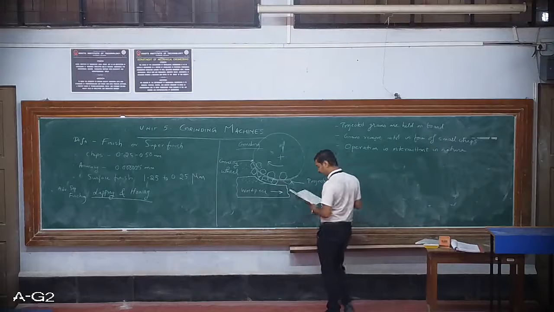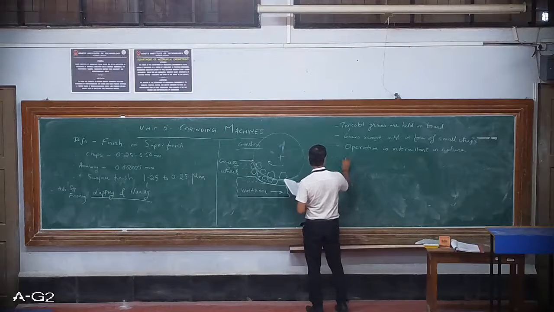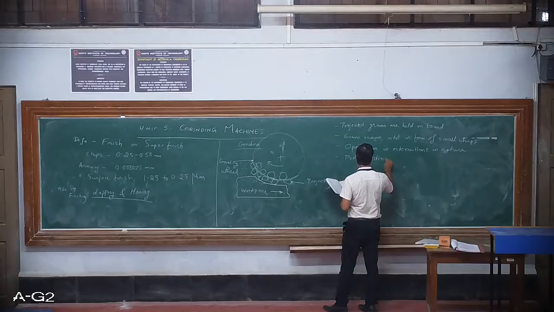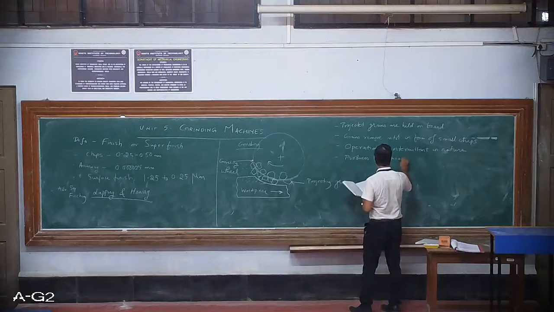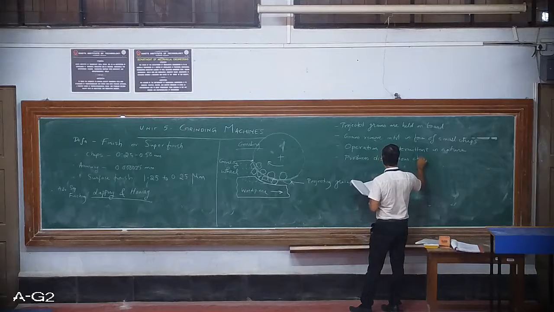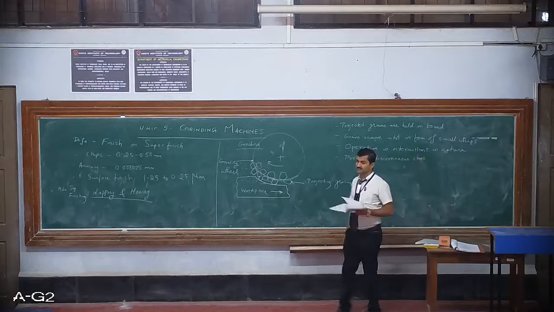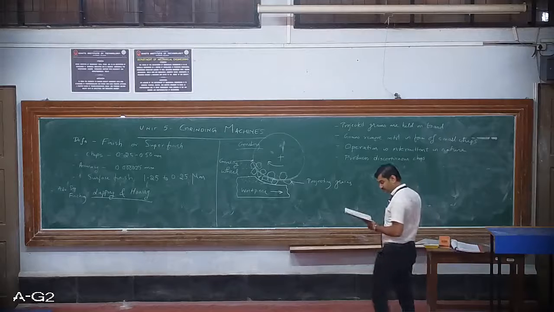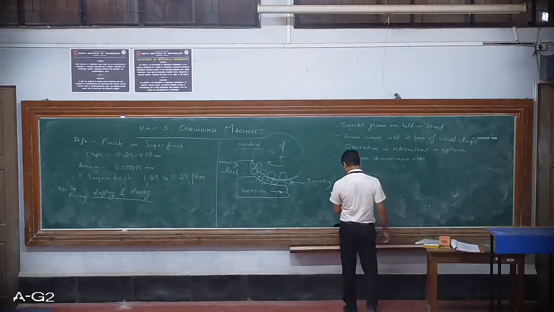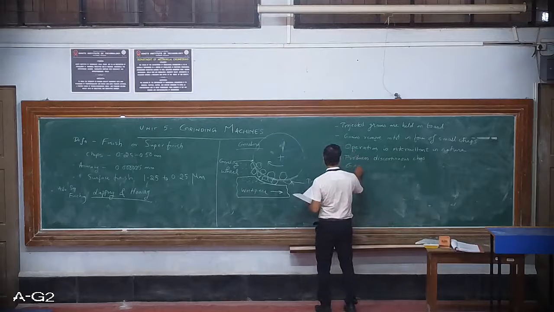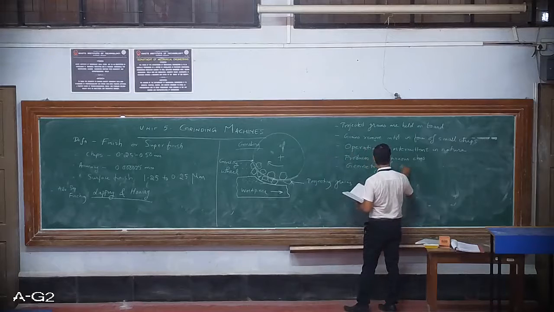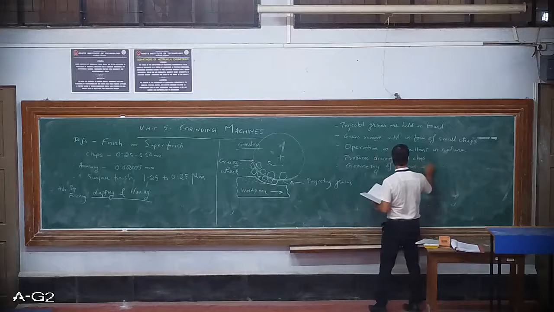Next, most important, it produces discontinuous chips. Of course, since the operation itself is intermittent in nature, it produces discontinuous chips. Next, geometry of the grain is random.